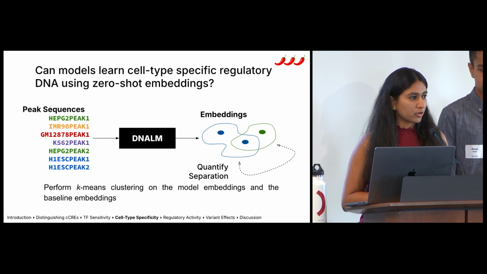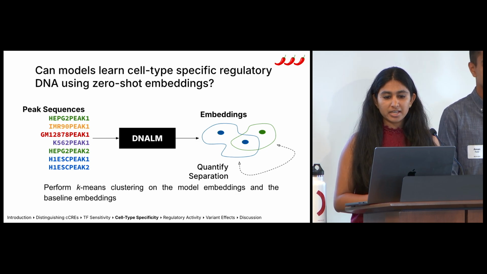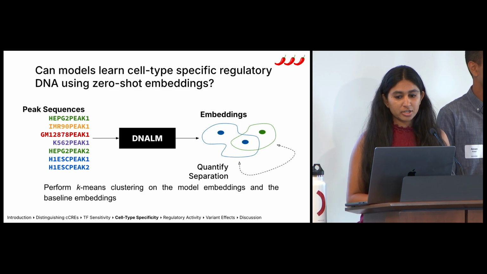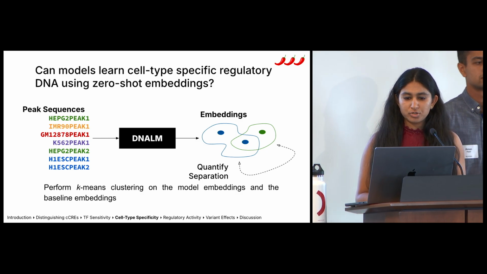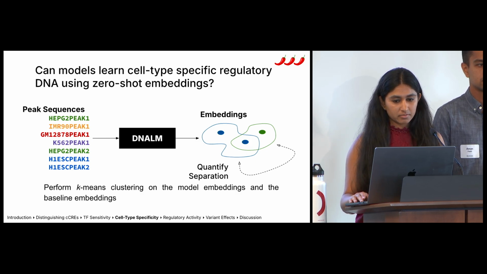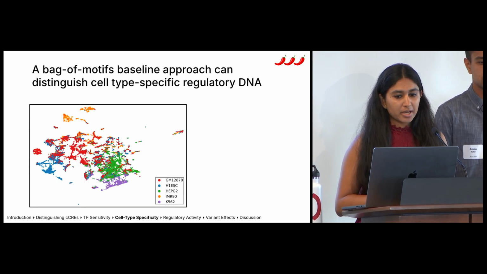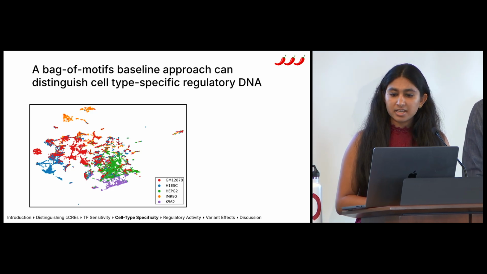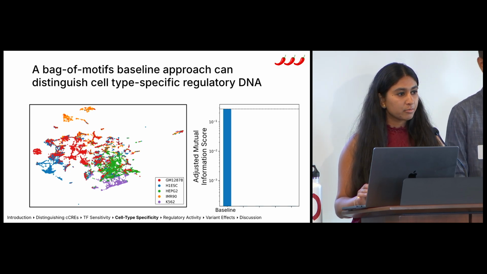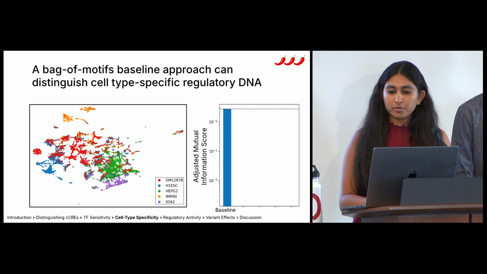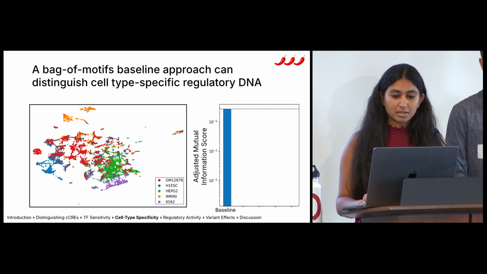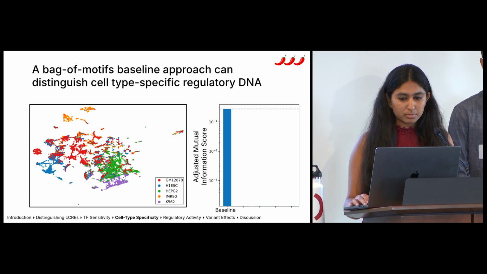We first evaluate models using zero-shot embeddings, where the model embeddings are produced on these differentially accessible peaks in each cell type. The baseline embeddings are produced by featurizing each peak as a vector of motif counts, and then these embeddings are clustered. We evaluate the embeddings in 2 ways, visually and quantitatively. Visually, we look at the UMAP of the embeddings of these sequences, and quantitatively, we perform k-means clustering and use mutual information to evaluate the clustering quality with respect to the true labels. Here, we can see that the bag of motifs baseline approach is able to identify modules that can separate by cell type.